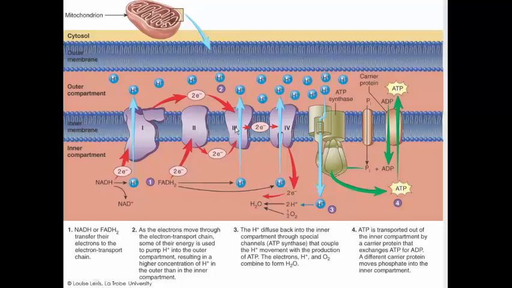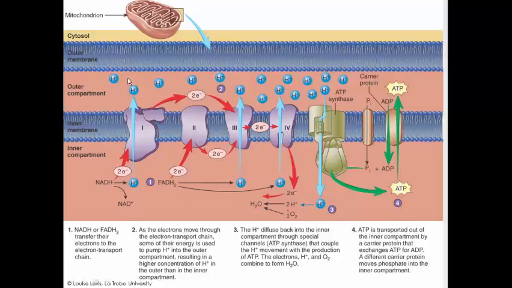The electrons are moved along the chain, and as they do so, energy is used to pump the protons across this membrane to this outer compartment. So this is the space between the outer membrane and the inner membrane. And remember, this section here is the matrix. So the electrons being passed along provide the energy to pump the protons across into this outer compartment.